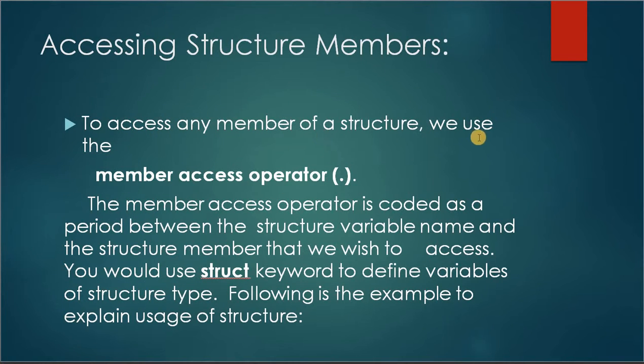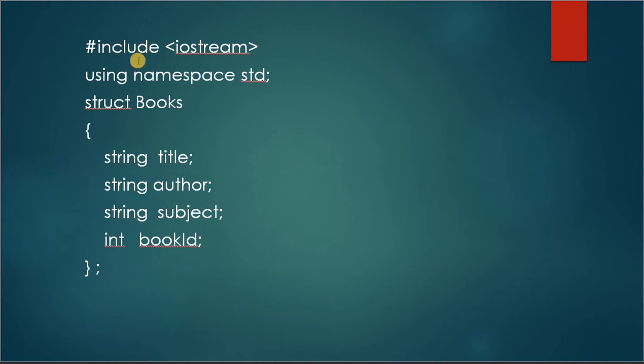To access a member of a structure, we use the member access operator, the dot operator. And we've been using that already. We used it with classes and objects. When we create an object, we use the dot operator to access usually functions. There aren't any functions in structs, but there are other items of data. So here we are.